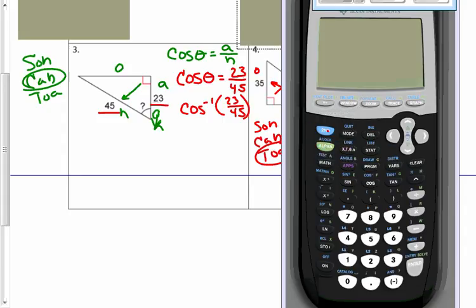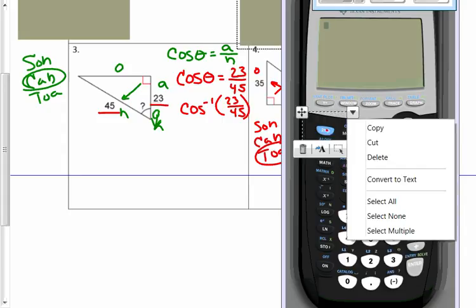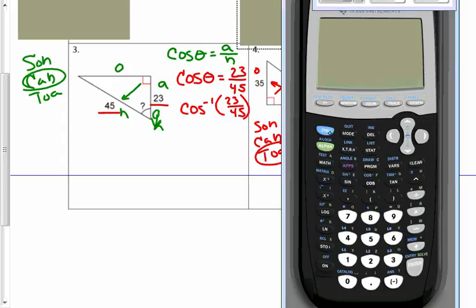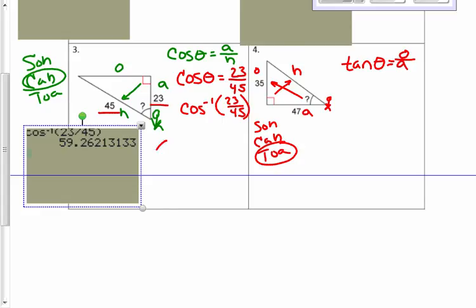Let's delete that. There we go. Second cosine of 23 over 45. So you just put right in the ratio, hit enter, and we found theta. So theta here is 59.3 degrees. Remember, it's an angle, so we always need degrees on it.